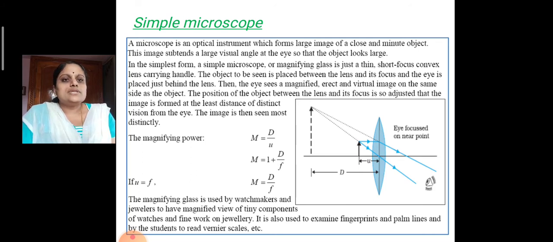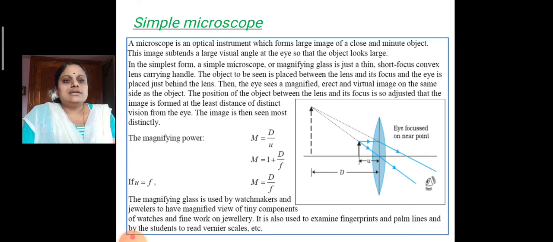A microscope is an optical instrument which forms a large image of a close and minute object. This image subtends a large visual angle at the eye so that the object looks large. In the simplest form, a simple microscope or magnifying glass is just a thin, short focus convex lens carrying a handle.